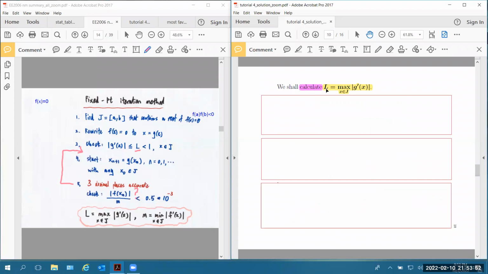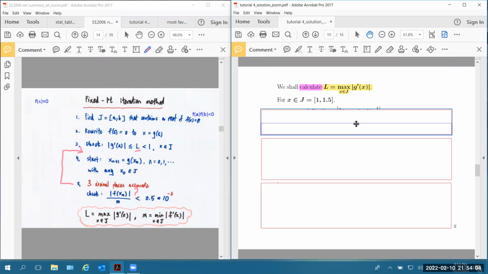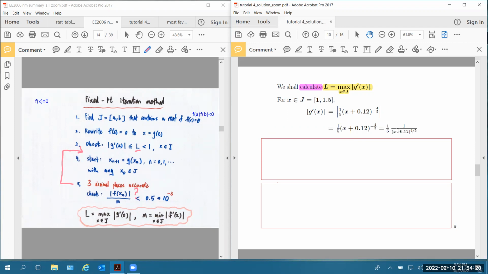So I'm going to calculate the L, the maximum of |g'(x)|, x over J. All right. Well, you got your g, so the first thing we do is go and differentiate, and must put absolute value. Okay, so this one is differentiate, absolute value. If your x is inside this interval, then certainly whatever is inside is positive. Okay, so you can just throw the absolute value away. So that gives you this. Okay, all right.